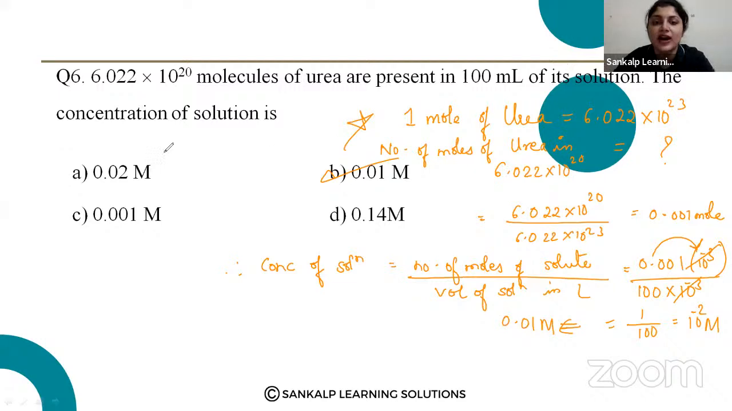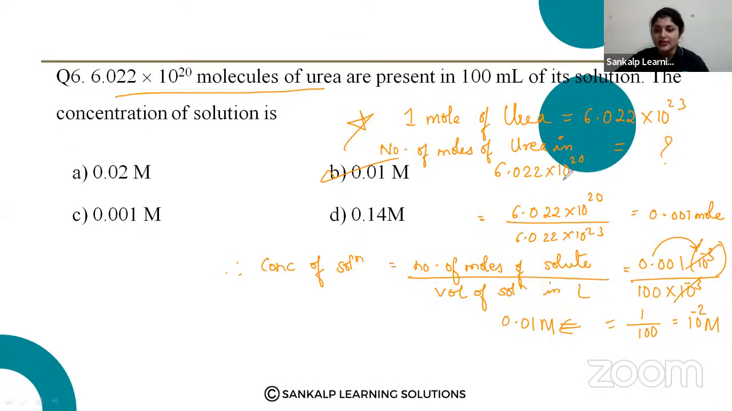So they have asked: there are 6.022 into 10 raised to 20 molecules of urea present in 100 ml of solution, and we have to find the concentration. We want to find the number of moles. How do you calculate the number of moles? By taking 1 mole of urea. 1 mole of urea contains Avogadro number of molecules, so 1 mole of urea contains 6.022 into 10 raised to 23 molecules. Now, how many moles are present in these many molecules?